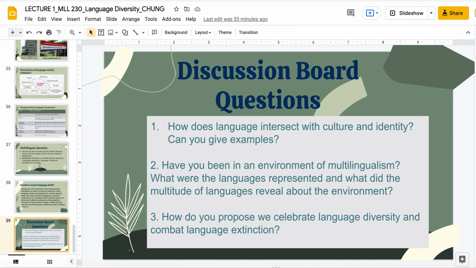To close, here are some discussion board questions. Make sure to answer two of them and to follow the word count limit that is listed on the syllabus. Number one, how does language intersect with culture and identity? Can you give examples? Number two, have you been in an environment of multilingualism? What were the languages represented, and what did the multitude of languages reveal about the environment? And number three, how do you propose we celebrate language diversity and combat language extinction?